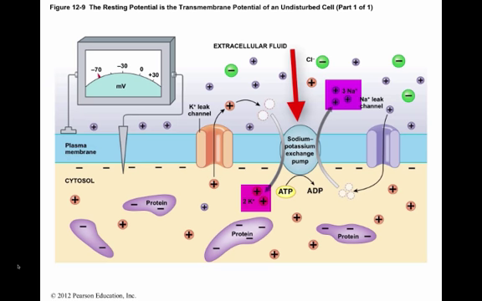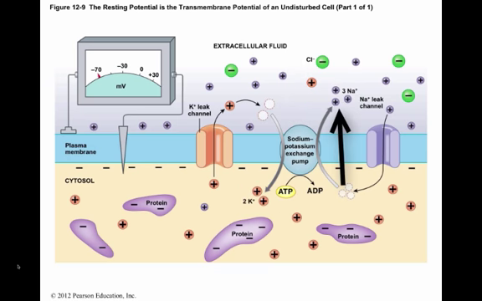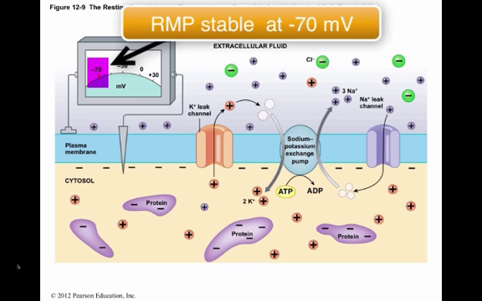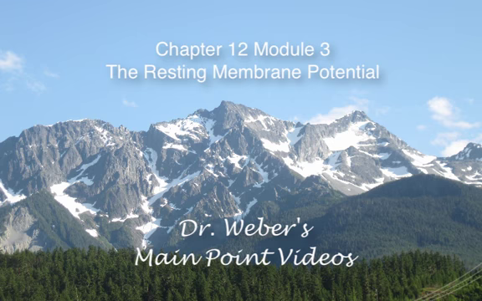In a resting cell, the pump ejects sodium ions as quickly as they enter the cell. In this way, the exchange pump exactly balances the passive forces of diffusion and helps to keep the resting potential stable because the ionic concentration gradients are maintained. This ends Chapter 12, Module 3, the resting membrane potential.